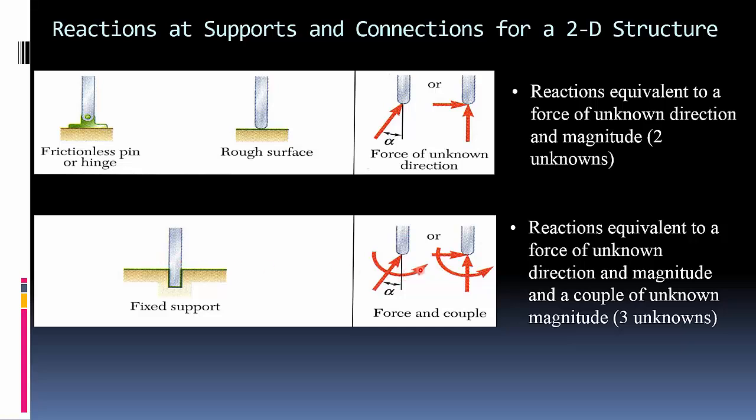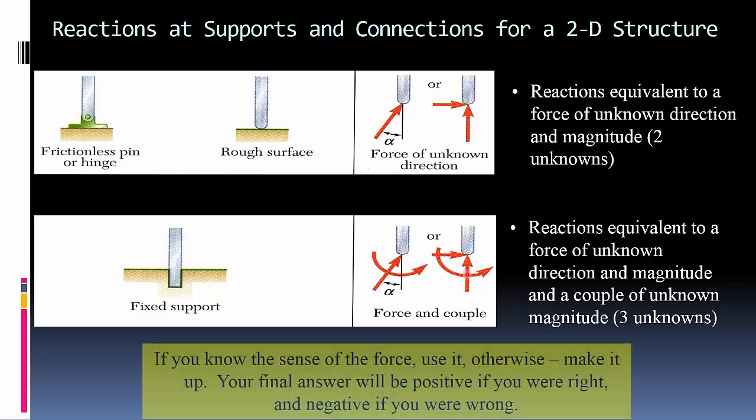So when you go in to put it in its axis, you have these as unknowns. You have an x direction force, you have a y direction force, but you also have a moment or a couple, and that's the three unknowns.